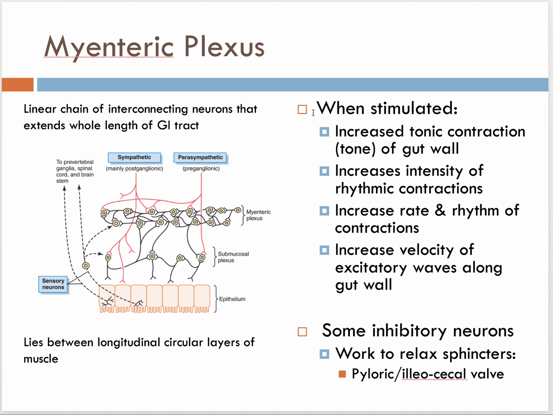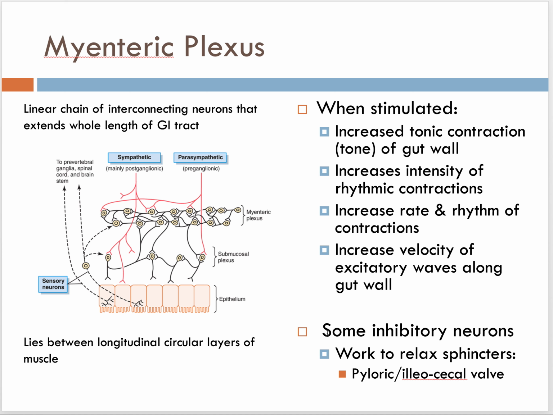Whenever the myenteric plexus is stimulated, the increased tone of the gut wall is achieved. So instead of being just relaxing, it contracts more easily because the tone is better. It increases the intensity of rhythmic contractions so that when there's contraction, it's not just slow and there's lots of space in between them. They're stronger and they're harder and they're faster. The rate and rhythm of the contractions goes up, and it increases the velocity of these waves of excitation. So everything works harder and faster.